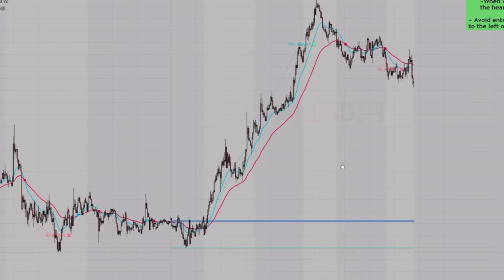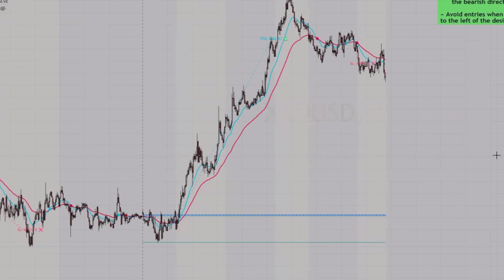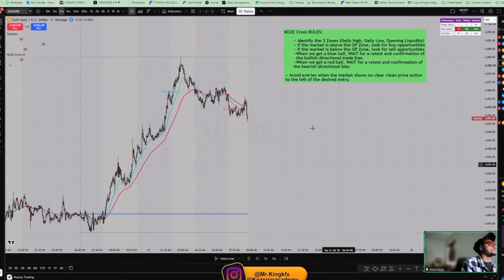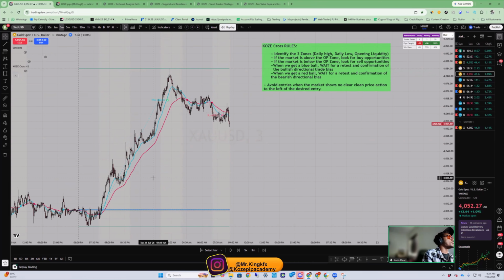It's as simple as that, right? Now, the way that Koze Cross is going to be set up is Koze Cross is actually a limit order. So a lot of times people are saying that, hey, I'm watching Koze and then I just missed the setup. I just missed the signal, right?